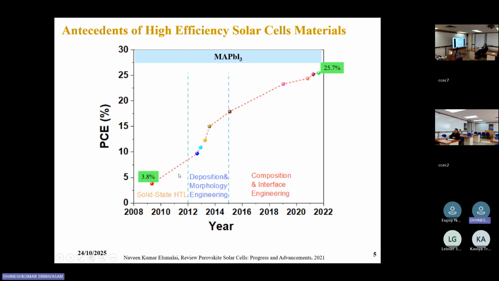Later, the liquid electrolyte was replaced by a solid-state HTL, that is Spiro-OMeTAD, which yielded 9% in 2012. Then, by enhancing the deposition technique and engineering the morphology, the efficiency further increased. The efficiency eventually increased to 25.7% by improving the composition and surface engineering.